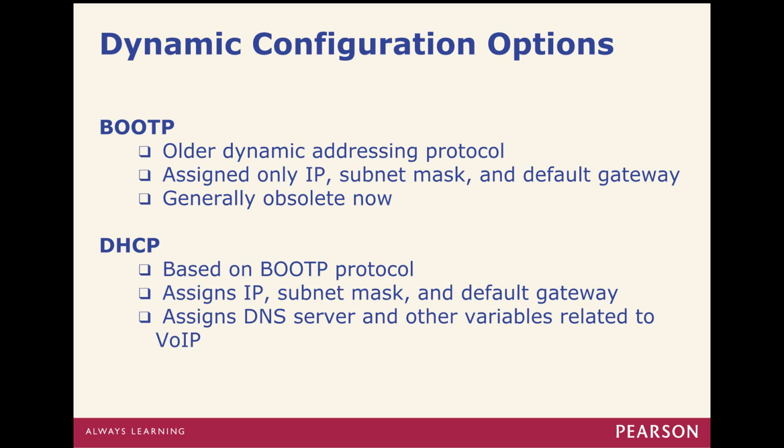In the beginning, we had what was called BOOTP. It's generally considered to be obsolete now. Now we use DHCP. It assigns an IP address, a subnet mask, a default gateway, maybe even DNS server information, or any variables related to a VoIP, voice over IP, system. DHCP will give those things to the client machines that need them and keep track of who has what for however long they need it, and it will all be done automatically.